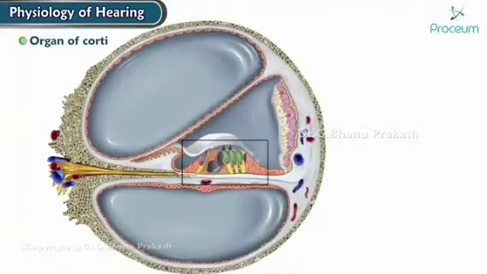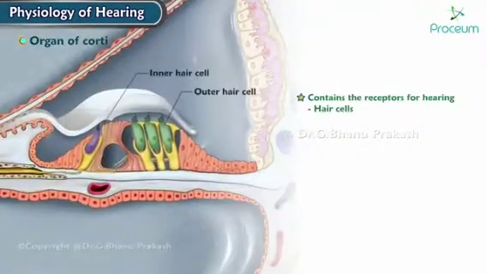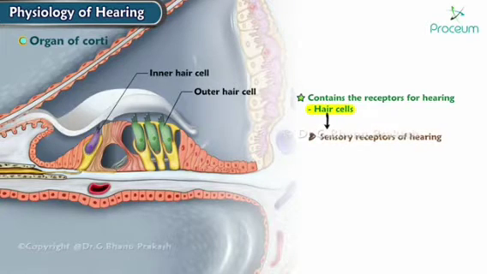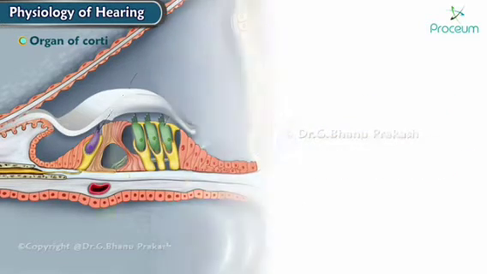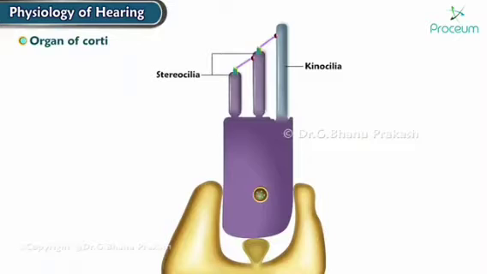The organ of Corti. The organ of Corti contains the receptors for hearing, hair cells. Hair cells are the sensory receptors of hearing. The resting membrane potential of the hair cells is about negative 60 millivolts. Hair cells have a motor protein, namely prestin, stereocilia, and kinocilia. They're named for their hair-like protrusions, which are called stereocilia.